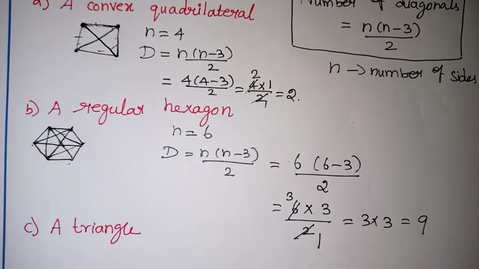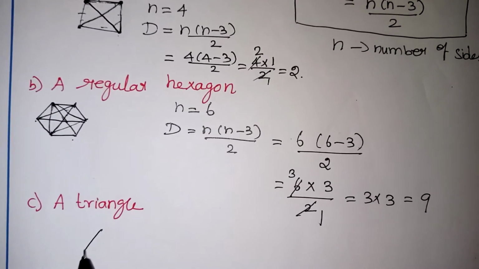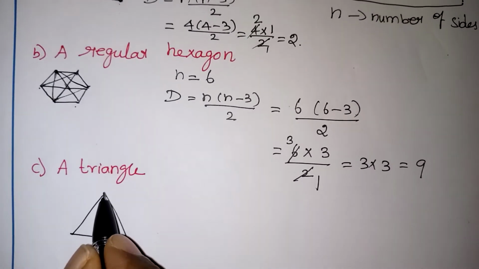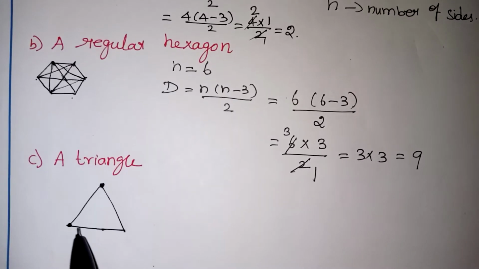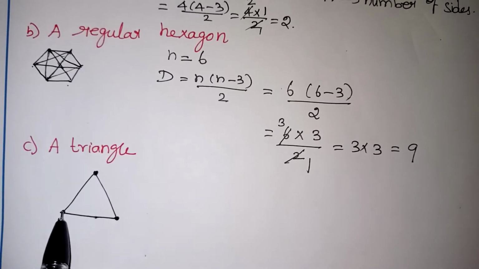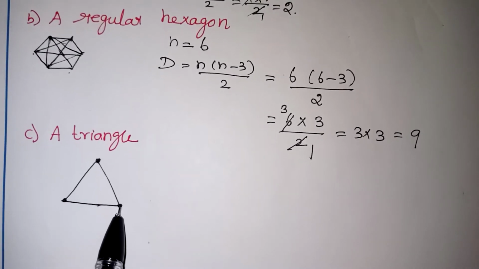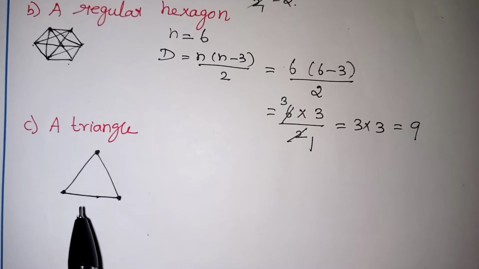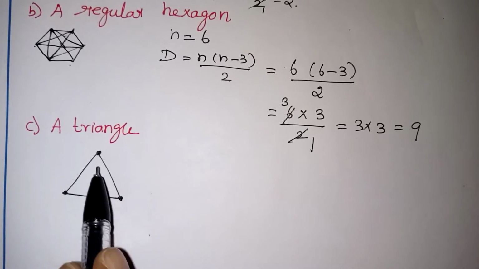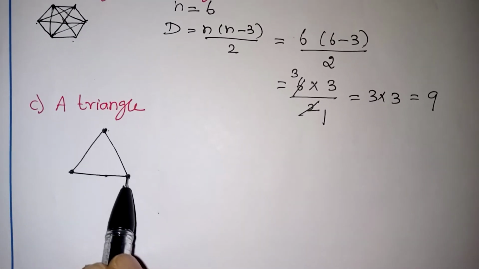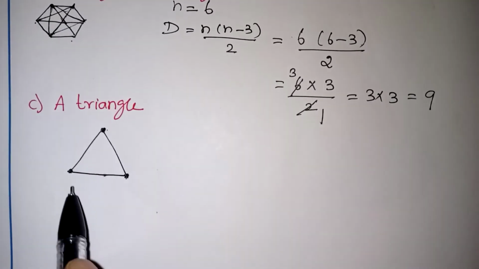That's all for this problem. Triangle. We all know that a triangle is a three-sided figure. So we can't draw any diagonal in this diagram because we have only 3 vertices. If you join from here, this is a consecutive vertex. Joined from here also, a consecutive vertex. We don't have any non-consecutive vertices. Consecutive means continuous. So both are continuous, and this one is also continuous. So we don't have non-consecutive vertices.